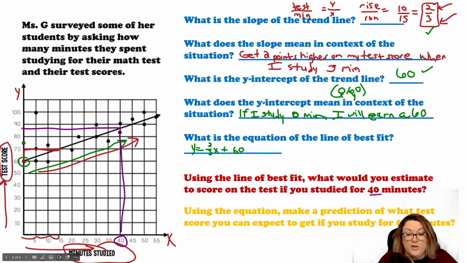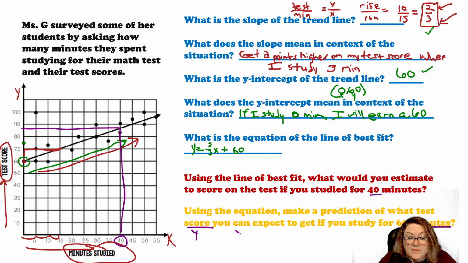So this time, instead of using the line of best fit, we're going to use the equation that we made to make a prediction of what test score you can expect to get if you study for 65 minutes. Okay, so 65 minutes. So let's plug that into the equation. I'm given 65 minutes, and they're asking me what the score is. So that means they're giving me the x, and we have to solve for the y, okay?